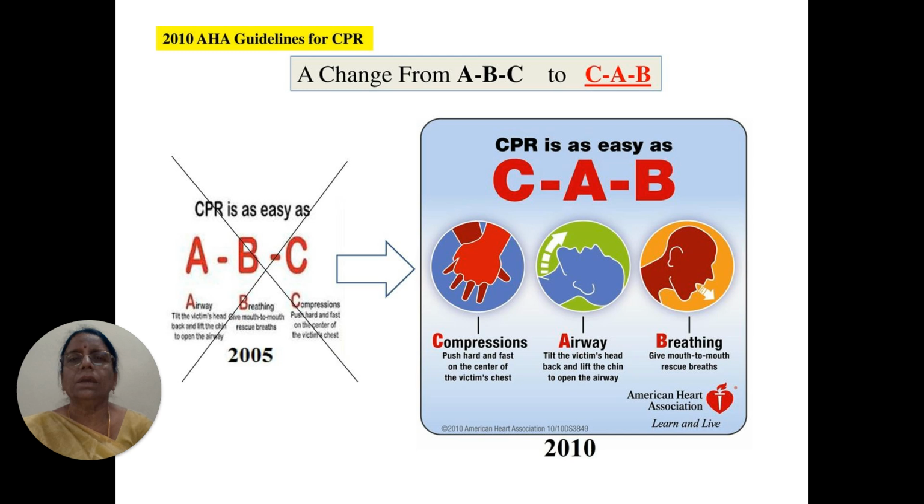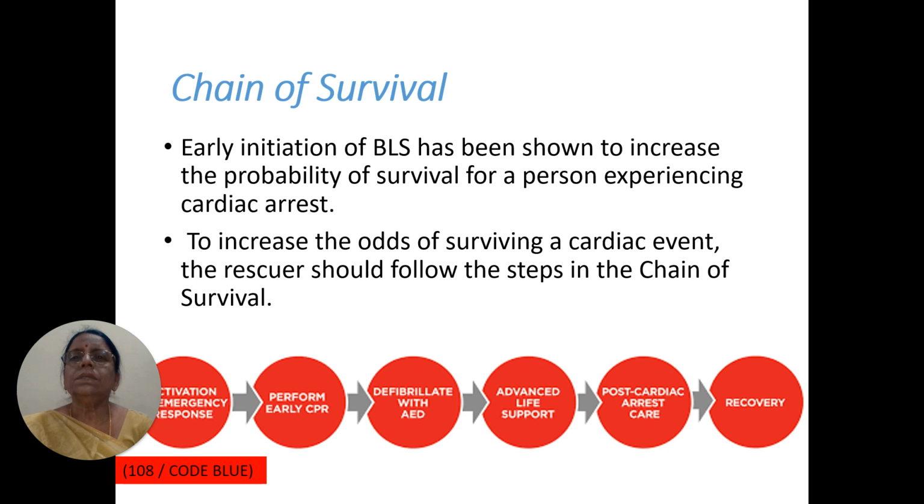Circulation is by giving chest compressions, and you have to open the airway and give rescue breaths. So what is the chain of survival? Early initiation of basic life support has been shown to increase the probability of survival for a person experiencing cardiac arrest.